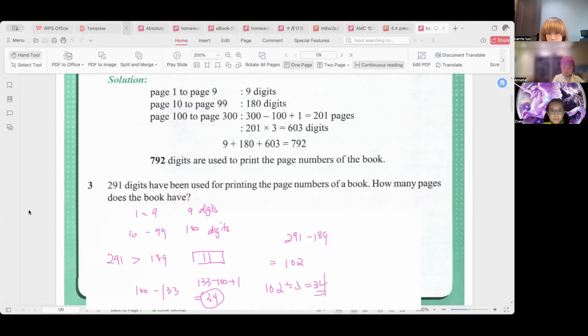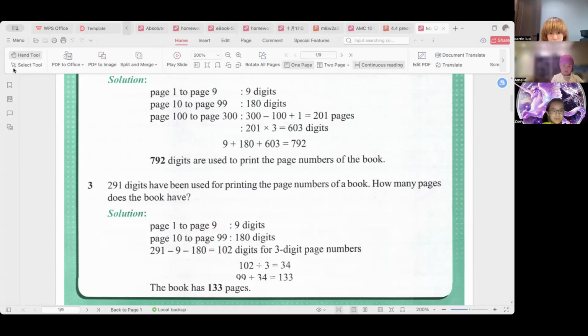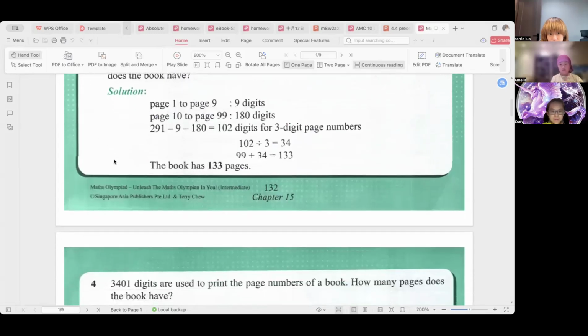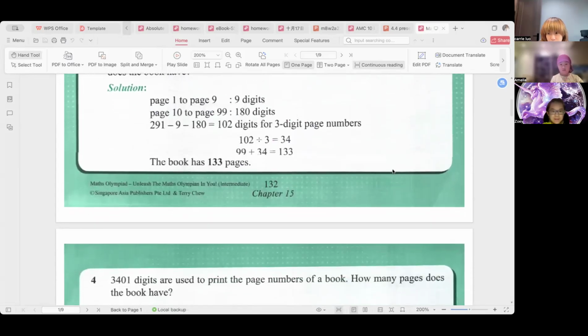Understand, Amelia? You don't just read the question and copy the answer, because it's no use. Okay, so now let's take a look at this one. 3,401 digits are used to print the page numbers of the book. How many pages does the book have? Same question, but a bigger number.